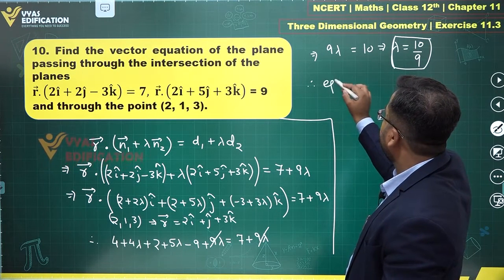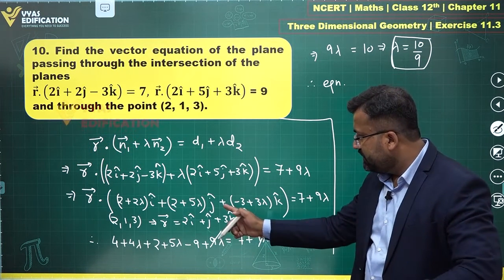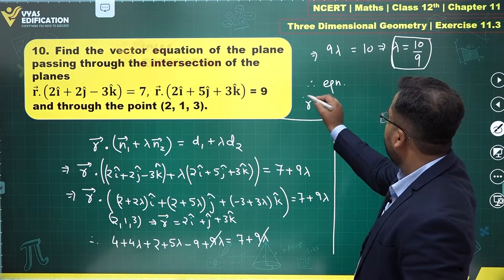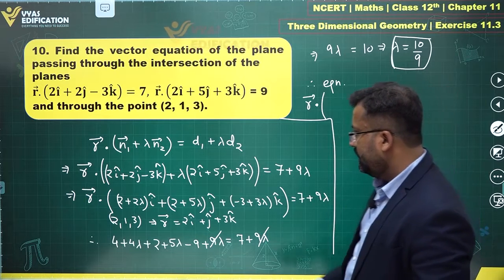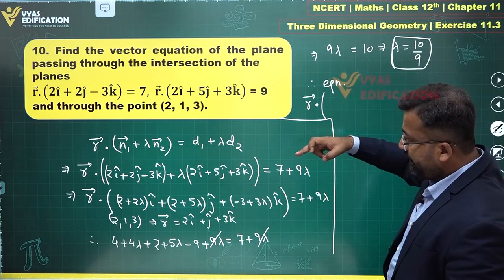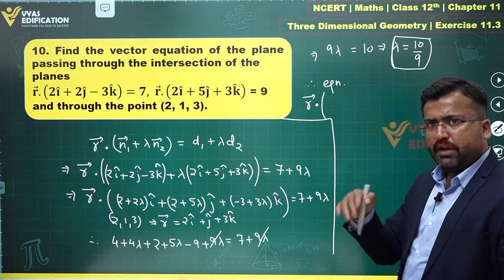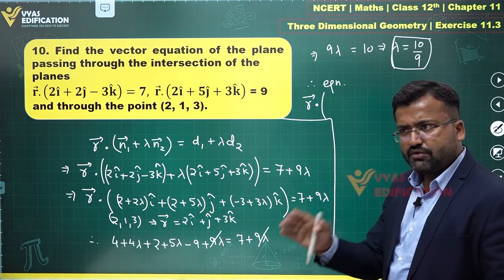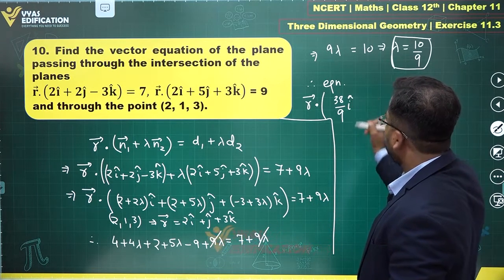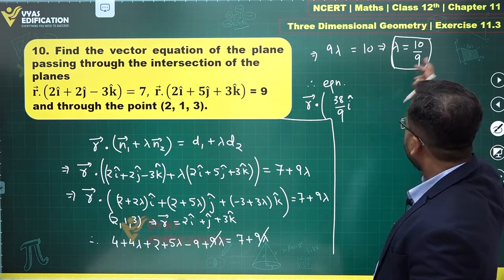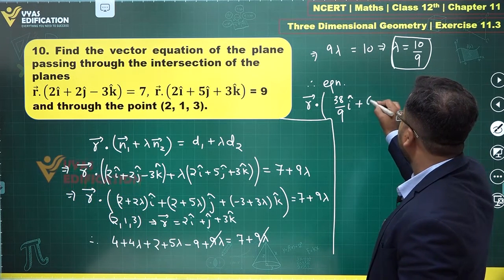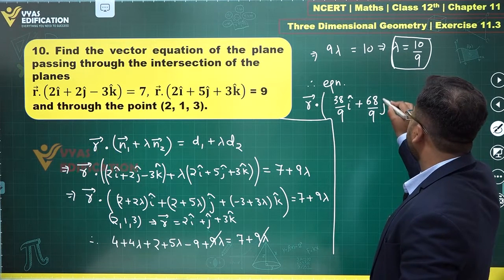Therefore equation of the plane, which is this, what will that be? Let's take a look at that. R vector dot product with this 2 plus 2 lambda. What is that? 2 lambda will be 20 by 9. 2 plus 20 by 9, which is 9 into 2, 18 plus 20 is 38 by 9 i cap. Then you have 2 plus 5 lambda. 9 into 2, 18 plus 50 is 68 by 9 j cap.